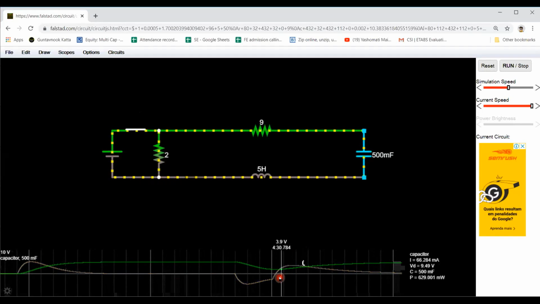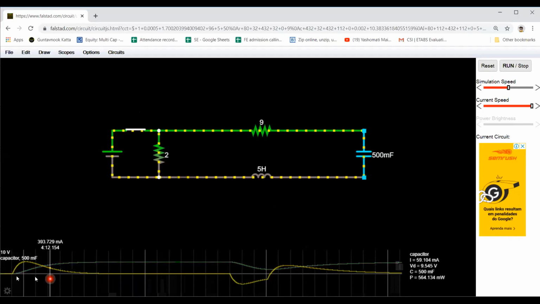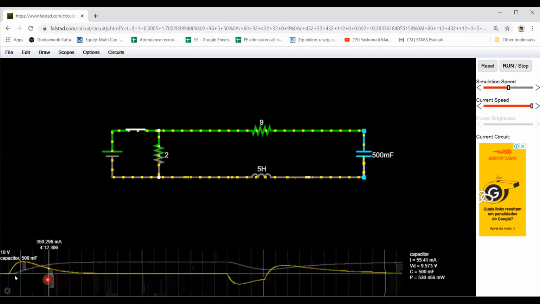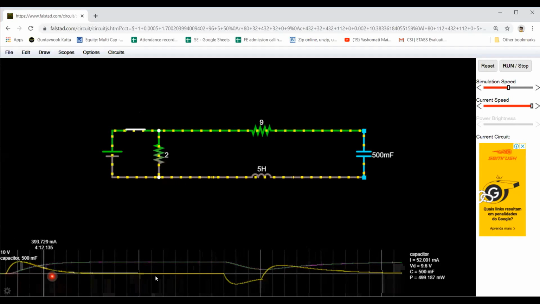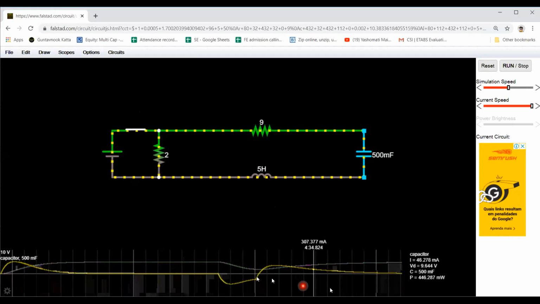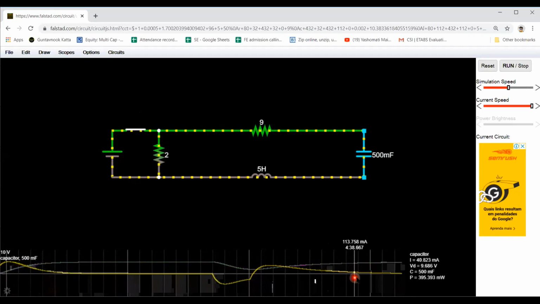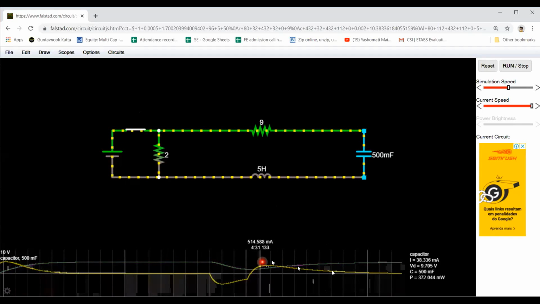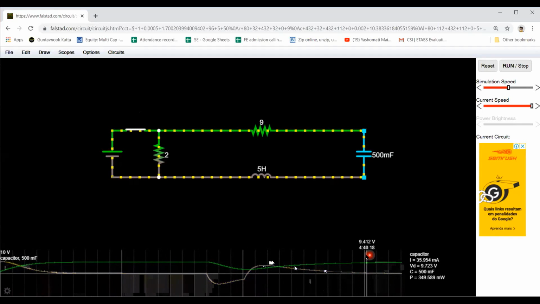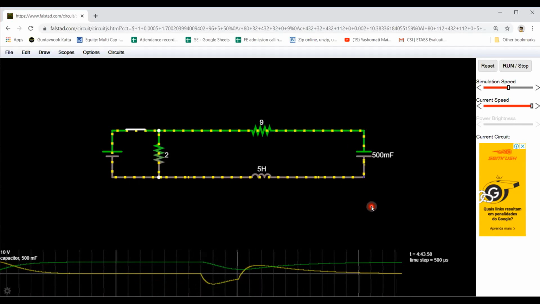Okay, so now you can observe here, this is the critically damped response. You can find this was a very small time, whereas in this one you can observe a large amount of time is taken to reach the steady state value. Okay, so I hope you have understood this practical.